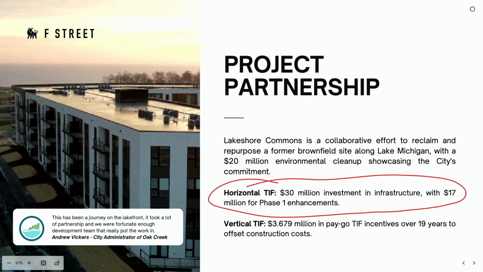Then we have a vertical TIF of $3.69 million over the next 19 years for these units. And Andrew Vickers has been a great supporter, but he's the city administrator for the city of Oak Creek. This is going to be another unbelievable asset to have in your money tree.